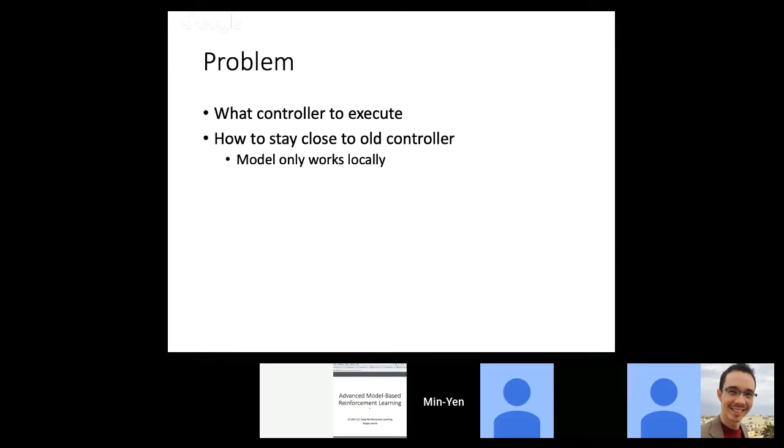And so that's the general procedure, and it brings two problems. The first one is which controller to execute, and the second problem is how to stay close to your old controller, because if you have this linear assumption, your controller is close to the old controller, then you have this kind of linear relationship. If it's too far, this assumption may not hold true.